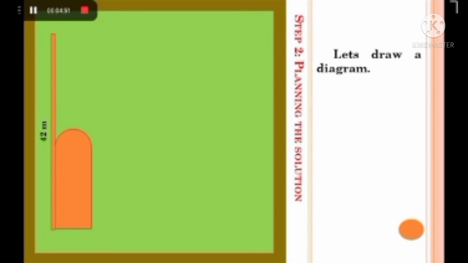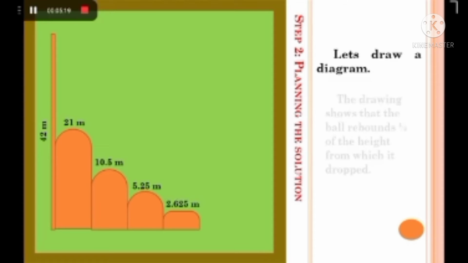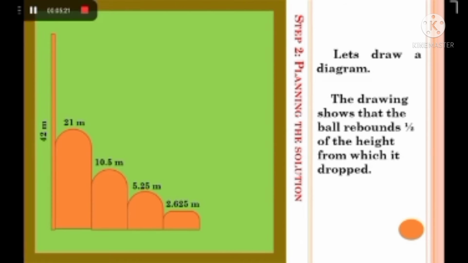Then, on the second drop, we have 21 meters, which is half of 42 meters. Then, on the third drop, we have 10.5 meters, which is half of 21 meters. Then, on the fourth drop, we have 5.25 meters, which is half of 10.5 meters. Then, on the fifth drop, we have 2.625 meters, which is half of 5.25 meters. So, the drawing shows that the ball rebounds one half of the height from which it dropped.